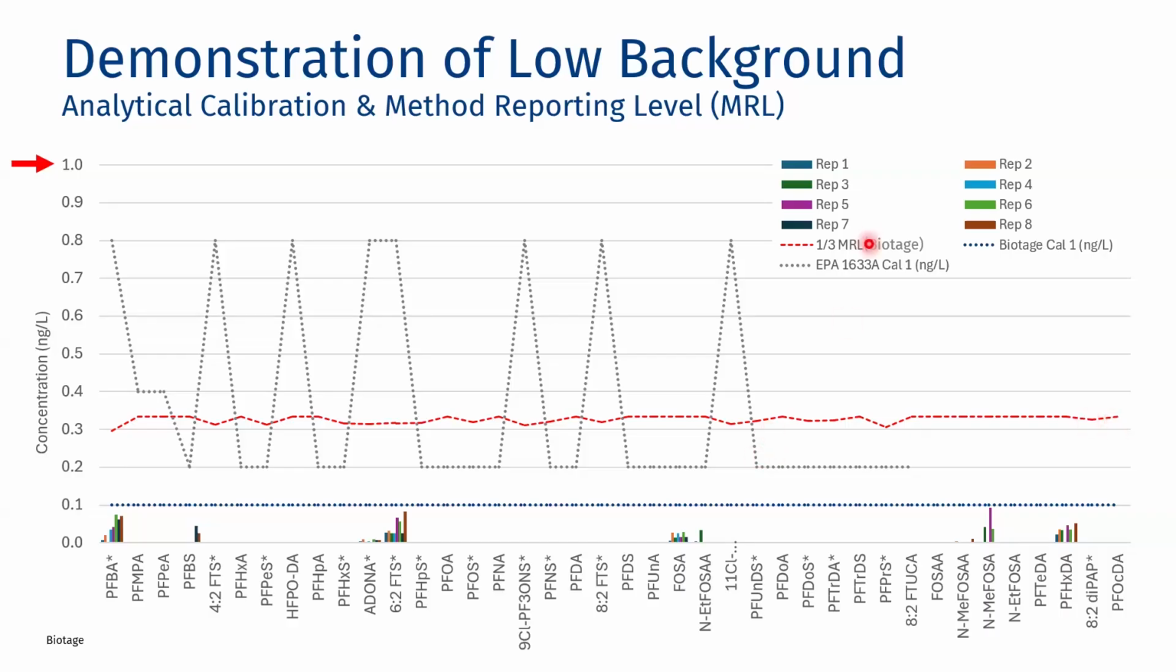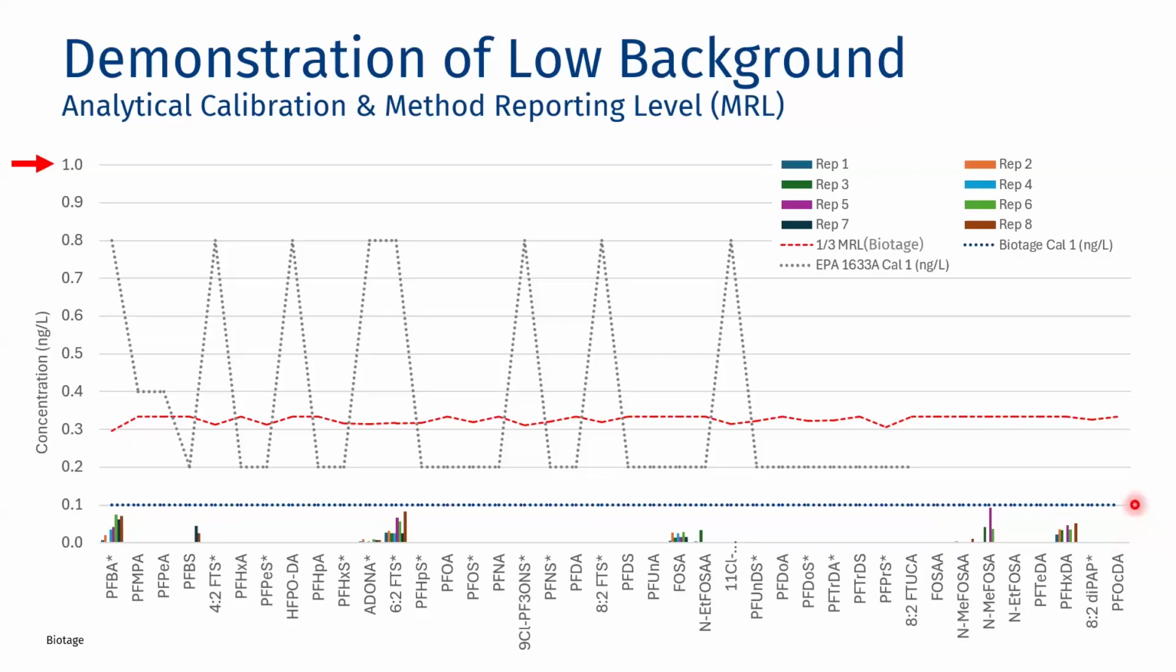I also have the EPA 1633 Cal 1 in nanograms per liter, and you can see, again, the different concentrations for different PFAS. Here, these are not compounds that are actually listed in 1633, so you can see it stops right here. And then I have right here in the blue dotted line our Biotage Cal 1 in sample concentration.